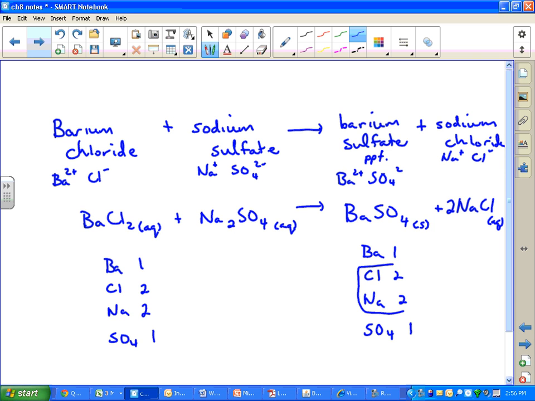And that's it. So the point is, when you're asked to balance a symbol equation from a word equation, the first step is just write the correct formulas. And once you've written the correct formulas for each reactant and product, don't change them. Just balance by changing the coefficients. If you change the subscripts, you'll change the substance, and then you won't have the correct answer.